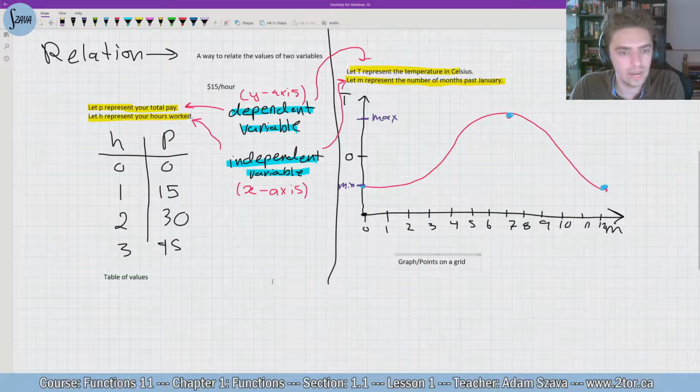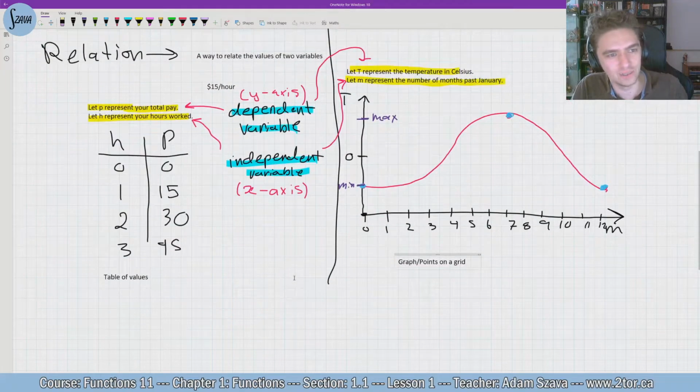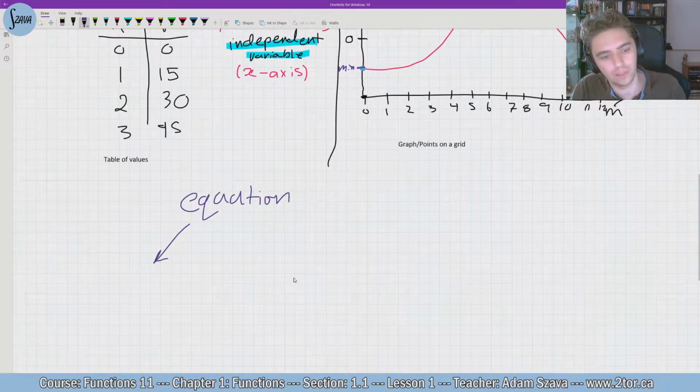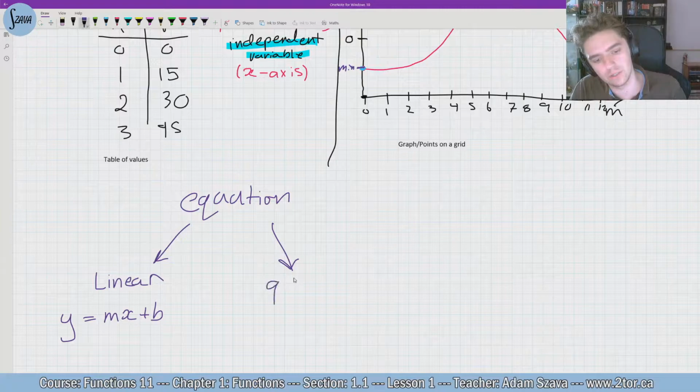And then kind of the mother of all ways to show a relation, that describes all of these things, is an equation. Okay, and you have studied a couple of equations at this point in your math career. You've studied linear equations, which is an equation in the form y equals mx plus b. And at this point, you've also studied quadratic equations.